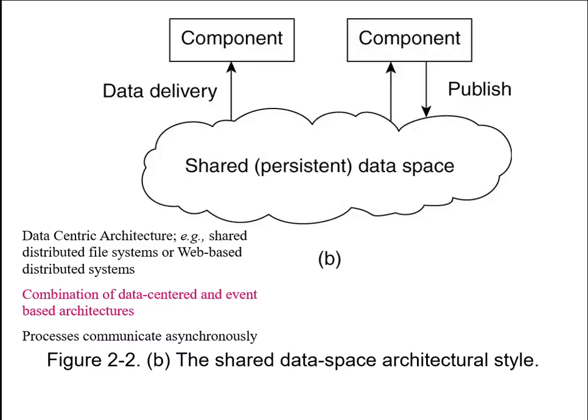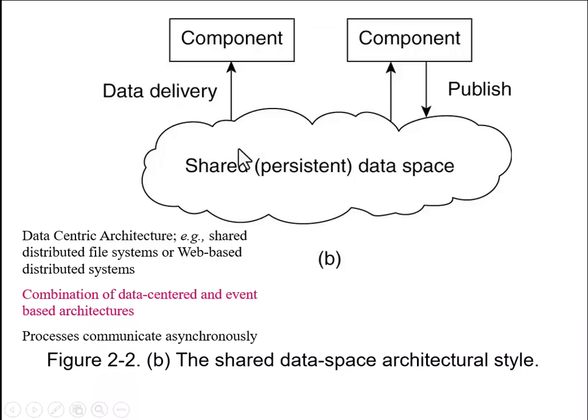Remember that if these two components interact with this shared repository, this is only the data-centered architecture, which can be active or passive, because these two components do not initiate any method invocation or method call. These objects only use the shared data. So this component can use this data, and this component can also use this data. When data is updated by one component, the other can see it.